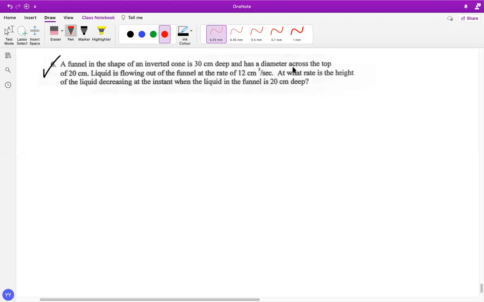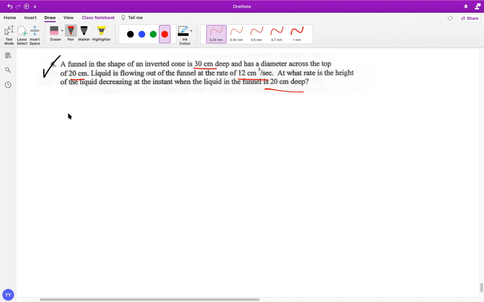Well, so here's another example of a little higher difficulty level. A funnel is in the shape of an inverted cone, which is 30 meters deep, and the diameter across the top is 20 centimeters. The liquid is flowing out of the funnel at a rate of 12 centimeter cube per second. At what rate is the height of the liquid changing at the instant when the liquid is 20 centimeters deep?